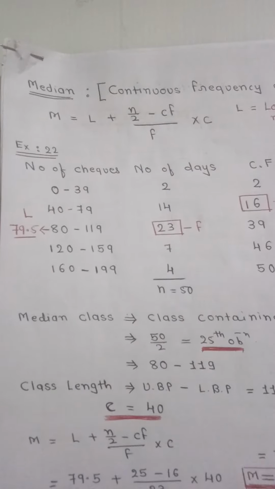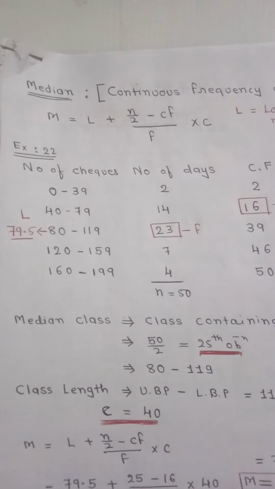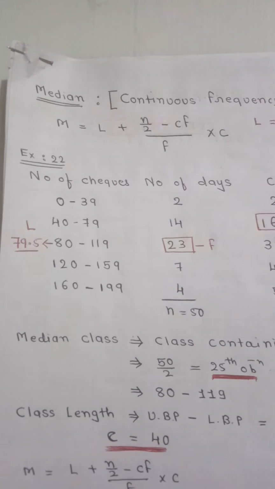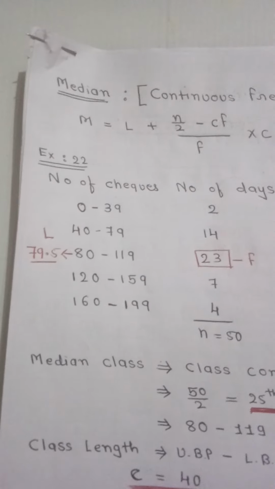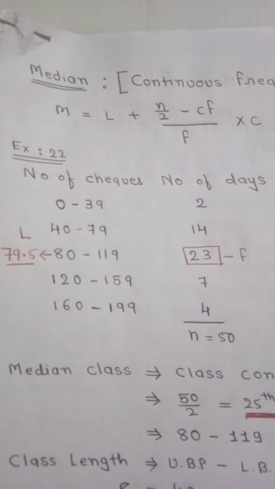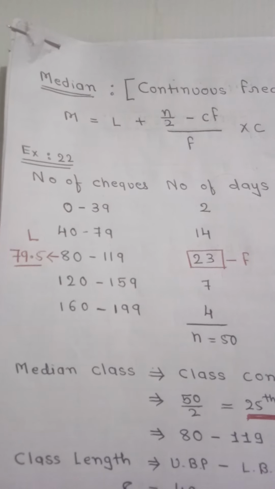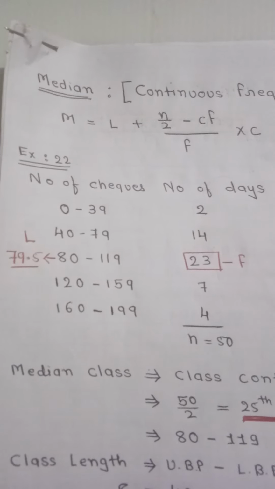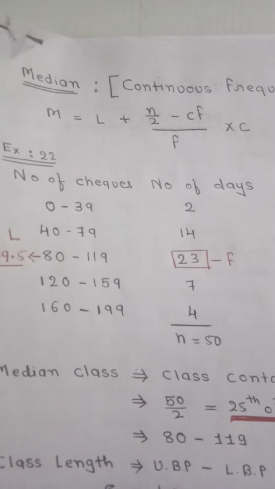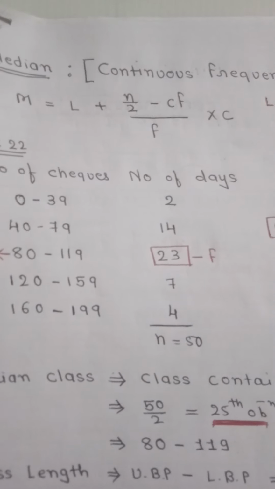Find the median of the following example. It is example number 22 of your textbook. Now if you see here, the classes are inclusive: 0 to 39, 40 to 79, 80 to 119, 120 to 159, 160 to 199. So these are inclusive classes. Therefore the upper boundary point and lower boundary point will come in decimal. Now the frequencies are 2, 14, 23, 7 and 4. That means N is equal to 50.